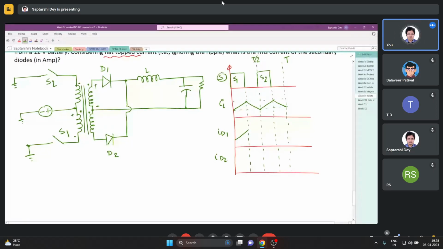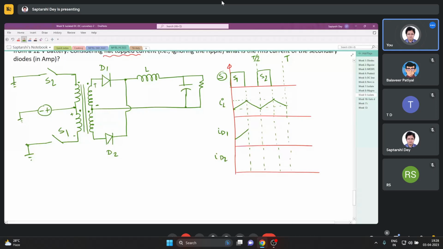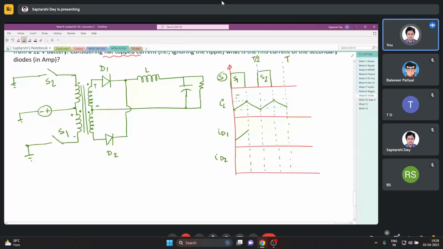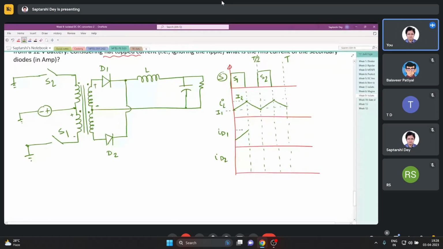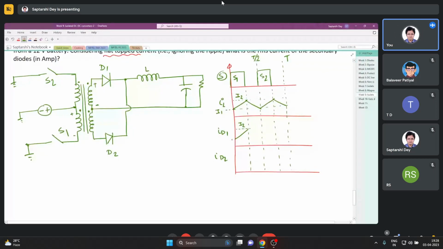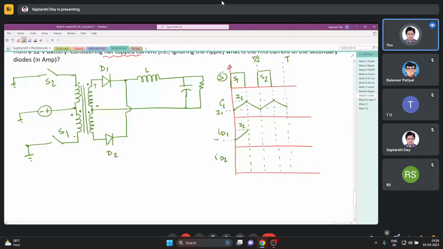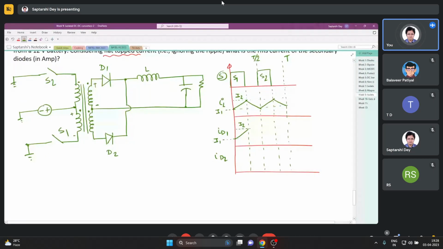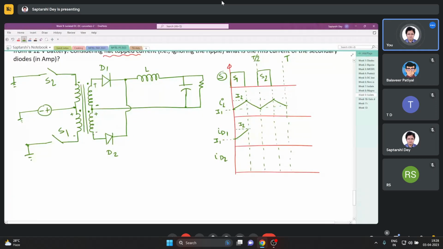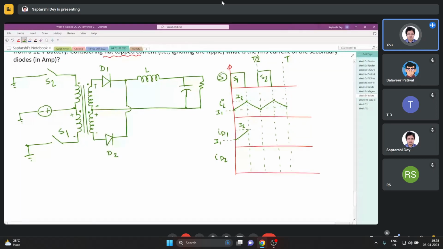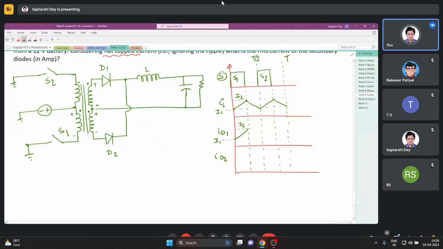I will name these currents. Say this peak value of inductor current is I2 and this minimum value of inductor current is I1. Then this is I2, this is I1, because the same inductor current is flowing through the diode ID1. And at that time we have this kind of voltage in the other winding in the secondary, and that is reverse biasing D2. So D2 will not carry any current, D2 will be 0.